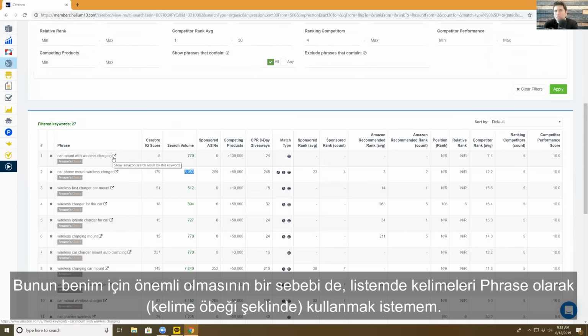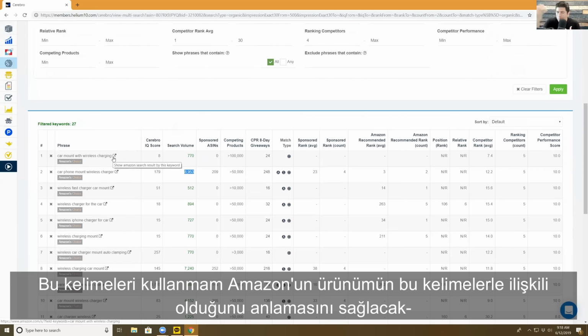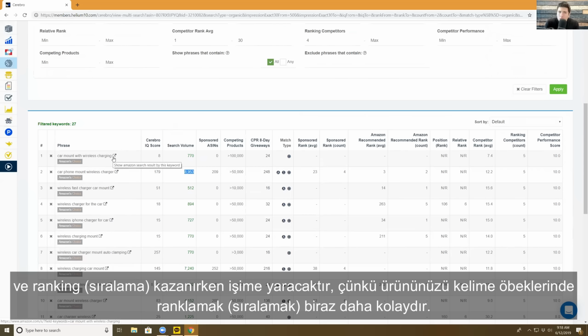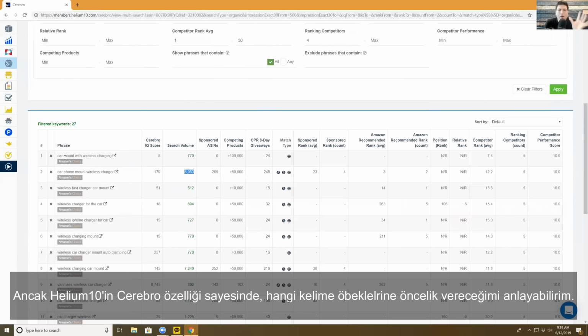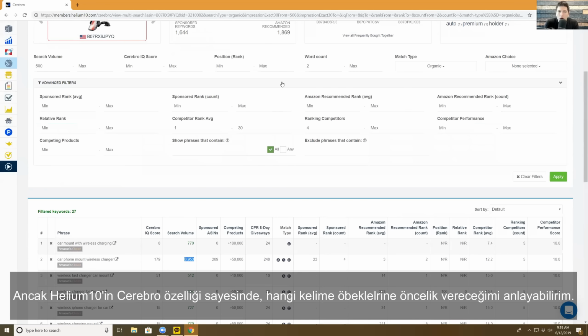And why is this important? Well, I like to put things in phrase form in the listing. It helps Amazon know that this is a relevant keyword for my product, and it helps me with my ranking. However I choose to try to increase my ranking, when you have something in phrase form, it's a little bit easier to do that. But of course, I cannot put 500 keywords in phrase form in my listing. There's not enough space for it. So this allows me to prioritize which ones I am going to put in phrase form. So that's just one of the functions.